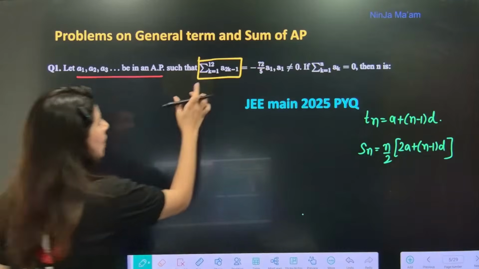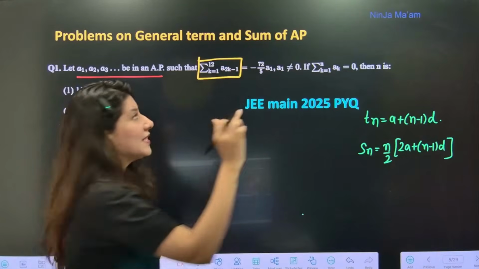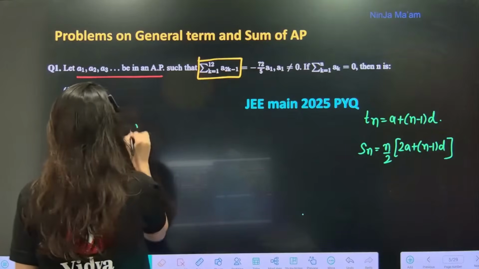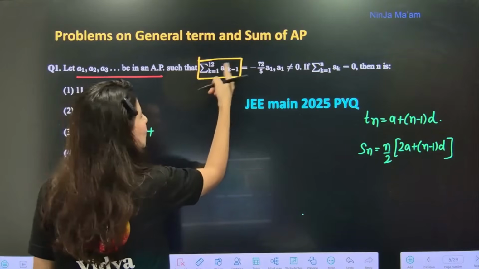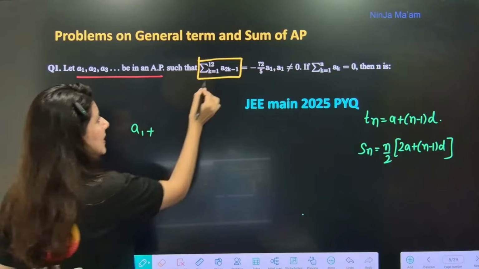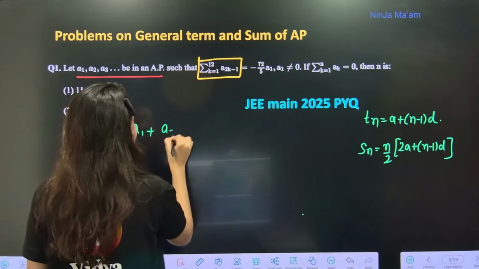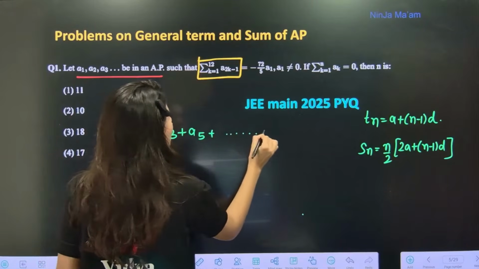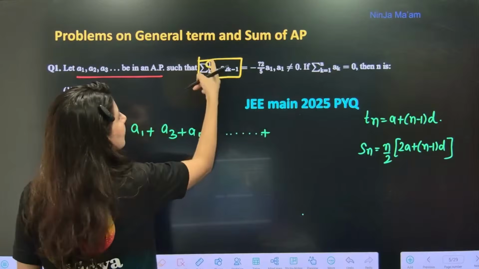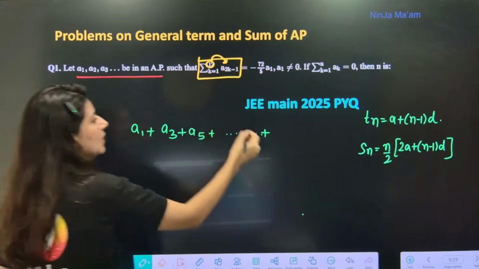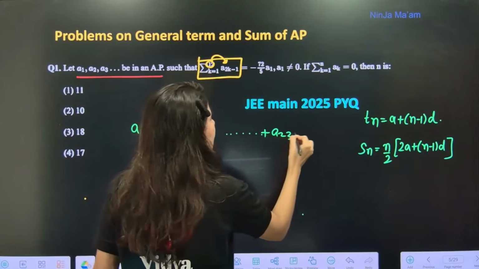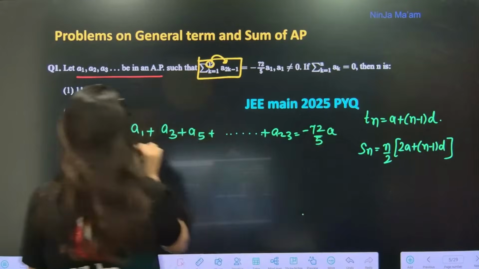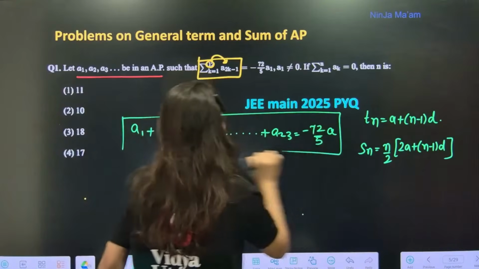Now put k is equal to 1. How to open sigma? Put k is equal to 1. So 2 into 1 minus 1, so a1. Put k is equal to 2, after applying the plus sign, a3, a5 and all the way up to the last term. If you put 12 over here, a23 is equal to minus 72 by 5. A1 is a only. This is the very first equation over here.